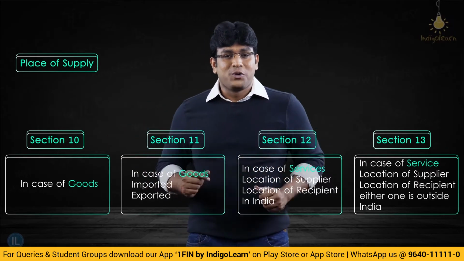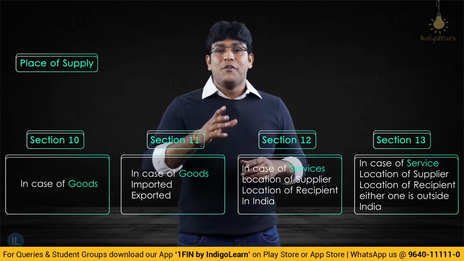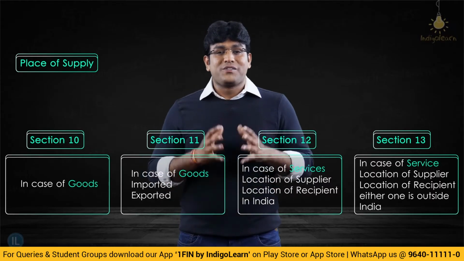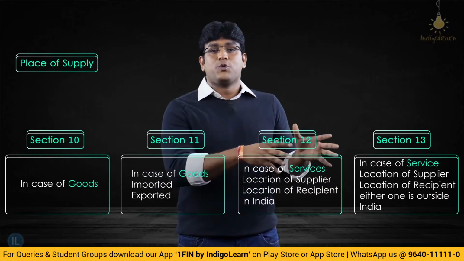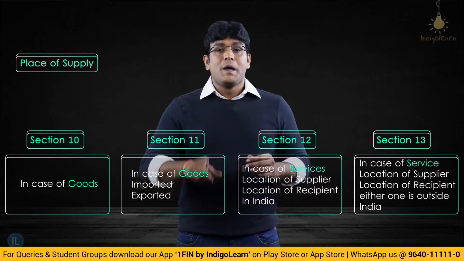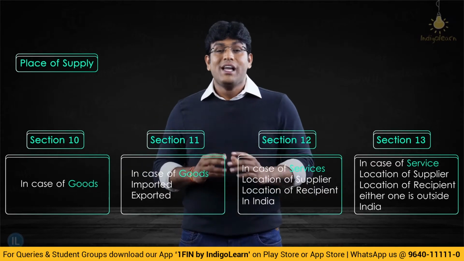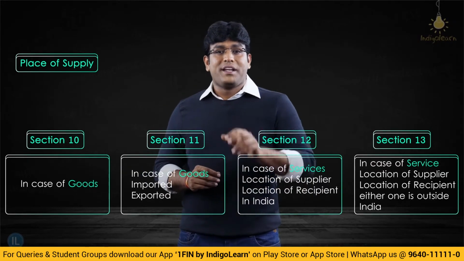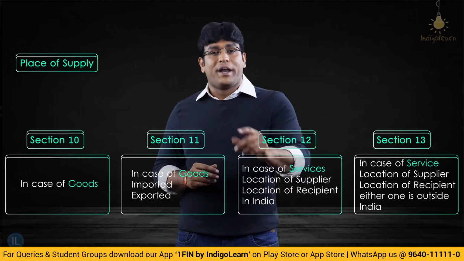So friends, to summarize, what are the 4 sections we are going to learn? In place of supply: Section 10, 11, 12, 13. 10 deals with place of supply in case of goods. 11 deals with place of supply in case of goods imported or exported.